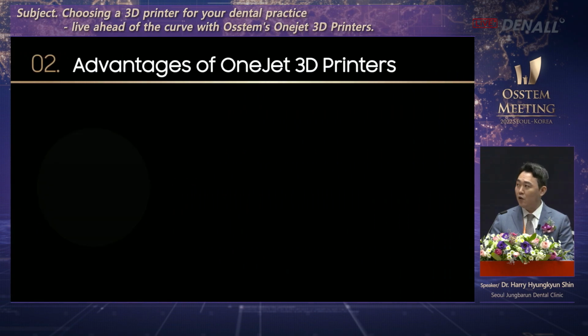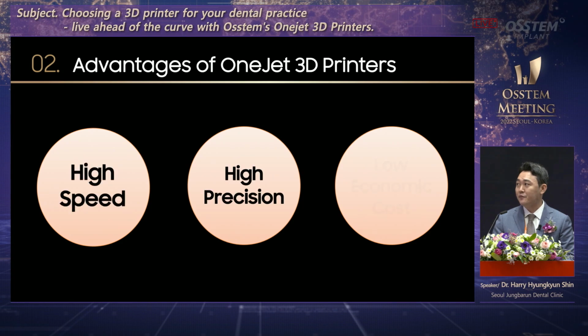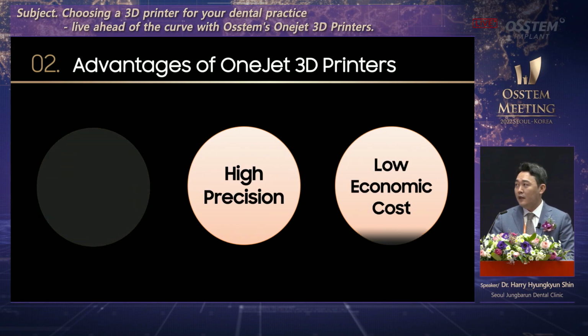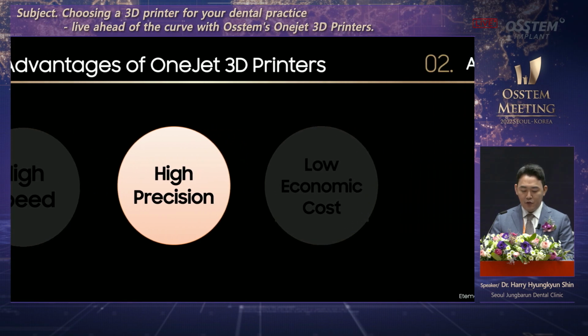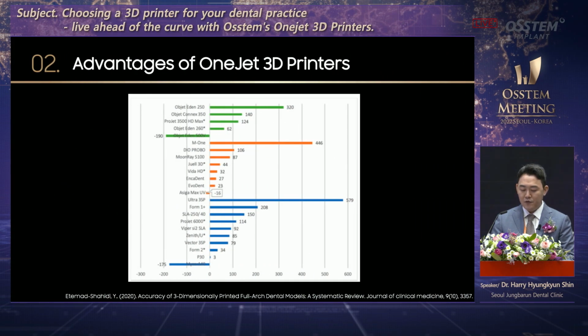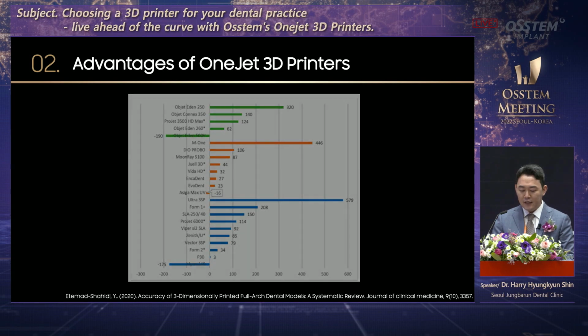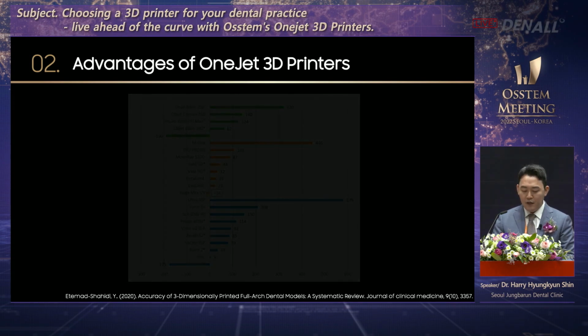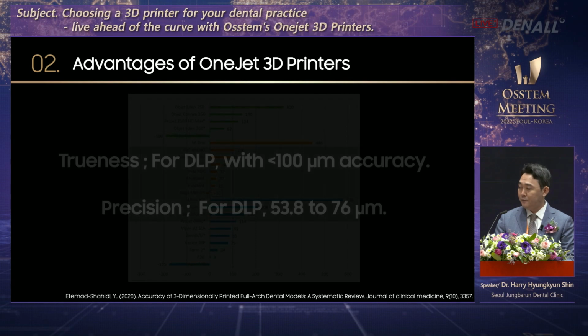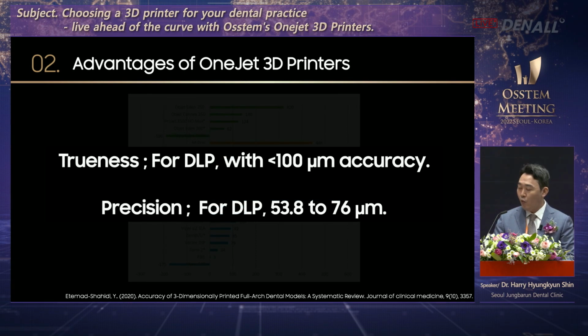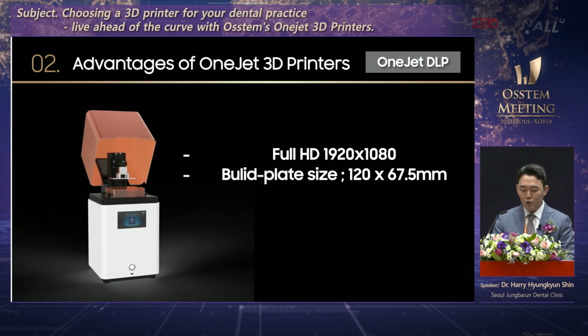The second advantage is that it is very accurate and precise. DLP 3D printers are very close to the true values consistently throughout the repeat prints according to many papers. The implant studio designed guide and the actual guide do not have discrepancies. They are very close to each other. And if you print multiple times, the deviations are very small.